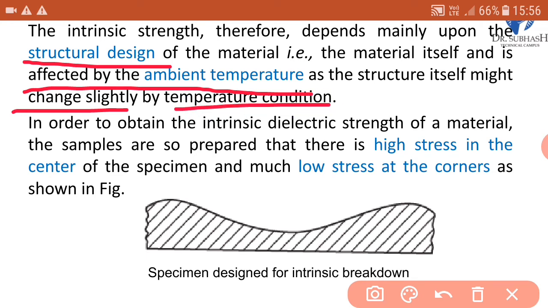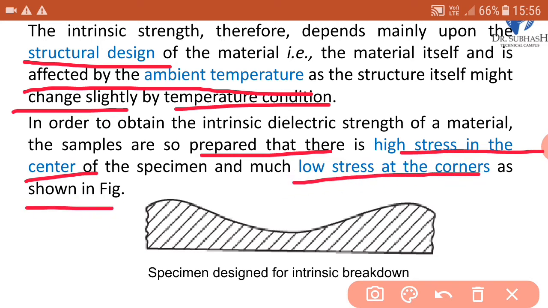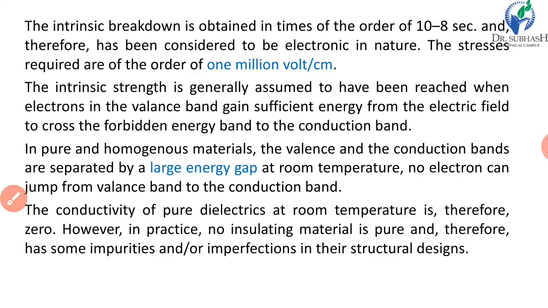In order to obtain the intrinsic dielectric strength of a material, the samples are so prepared that there is a high stress in the center of the specimen and much lower stress at the corners, as shown in the figure. This is the specimen designed for intrinsic breakdown. Here we can see in the middle there is a high stress and in the corners there is less stress. So this is the design useful for intrinsic breakdown.